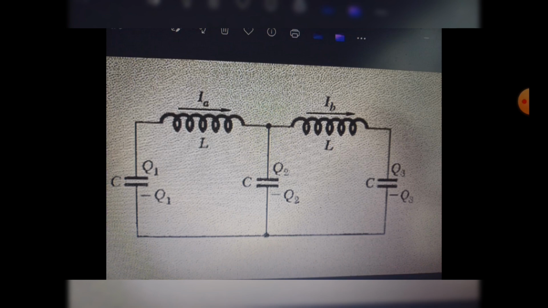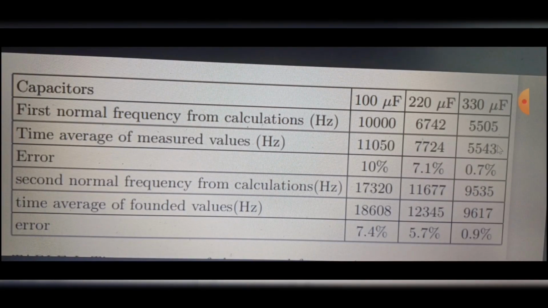And in order to find normal frequencies of this coupled LC circuit, we first put the system into its normal modes. Since it's got 2 degrees of freedom, it has 2 normal modes, each of which has distinct frequencies, which were measured through the help of the oscilloscope. In total, 6 different frequency measurements were taken for 3 capacitors with different capacitance values. And here are the time averaged values of the measurements.